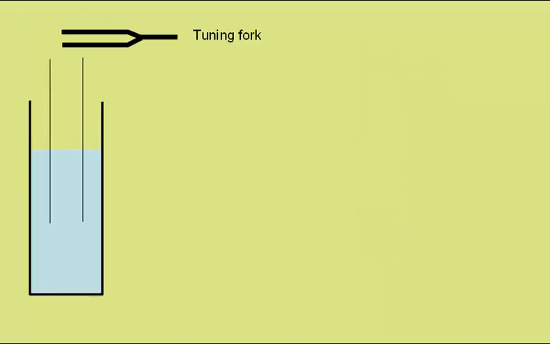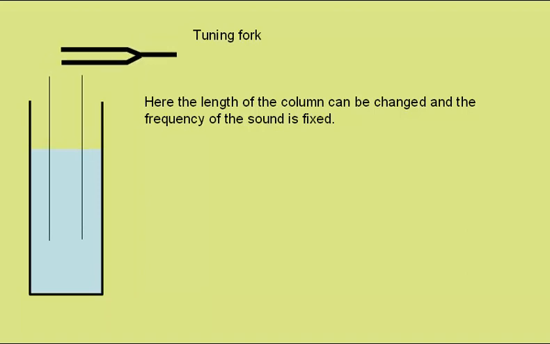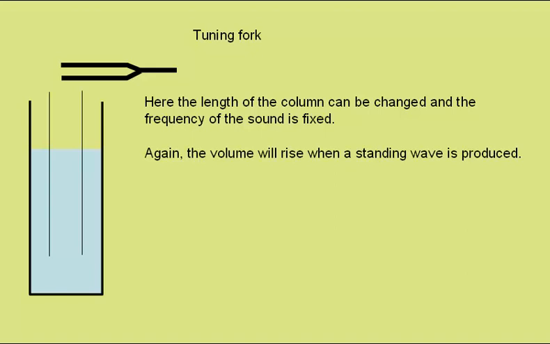Another way of producing standing waves in a column of air sealed at one end is to use this arrangement. Here the length of the column can be changed and the frequency of the sound is fixed. We have a tube open at one end but placed in water, and now by raising or lowering the tube we can change the effective length of the tube. Again, the volume will rise when a standing wave is produced.